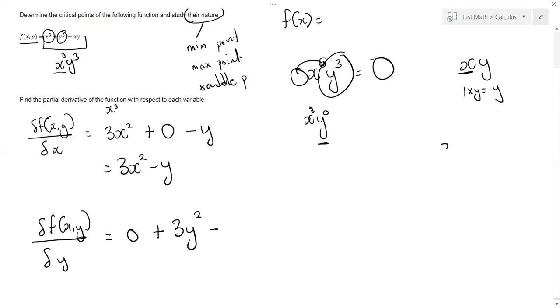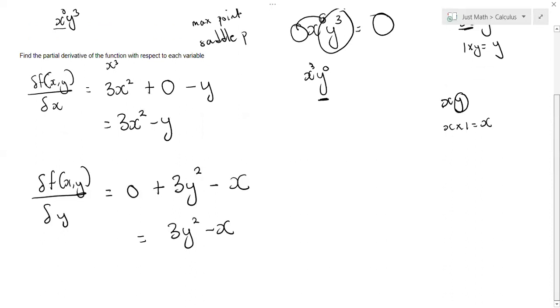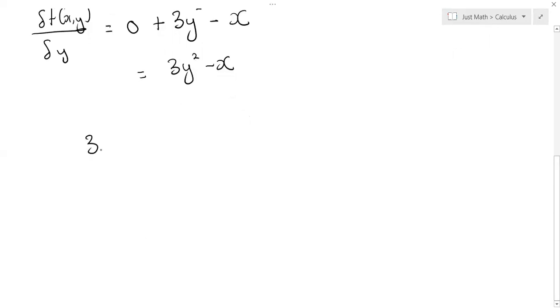Minus, we have xy again, so we ignore the x and focus on the y. What's the derivative of y with respect to y? 1. It's going to be x times 1, which gives us x. So we have minus x. It means that we have 3y squared minus x. So far, the two partial derivatives that we've gotten are 3x squared minus y and 3y squared minus x.